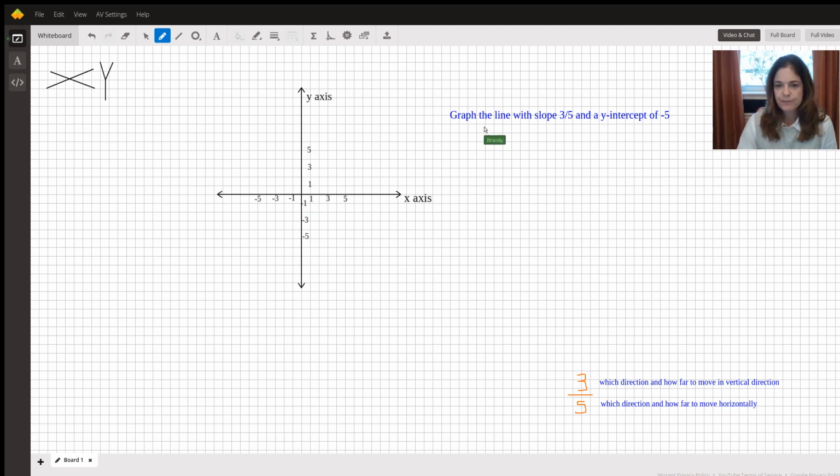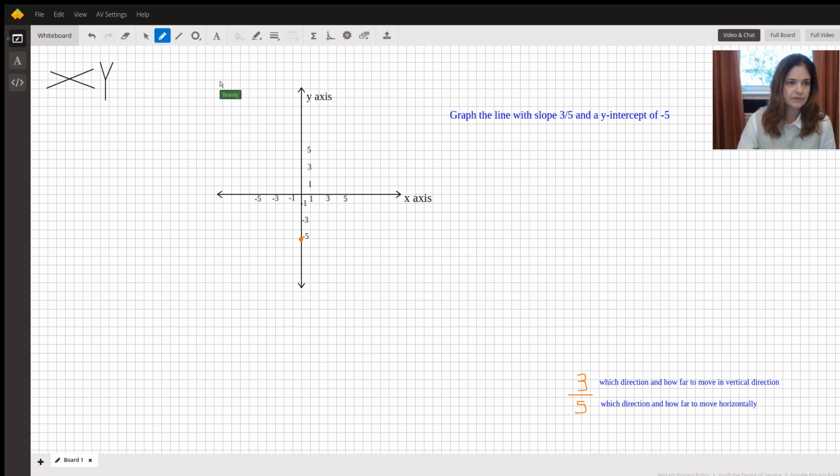Let's look at the question. Graph the line with a slope of 3/5 and a y-intercept of -5. Okay, so what we need in order to draw a line, we need 2 points. Okay, and let's talk about what these words mean. The y-intercept means literally where our line intercepts the y-axis, where it runs into the y-axis. It runs into it at -5. So let's go ahead and put our first point at -5 on the y-axis. It is here.